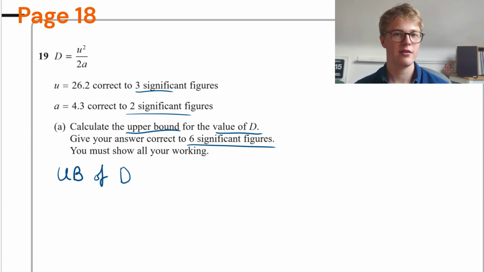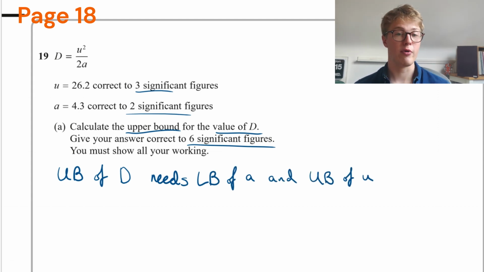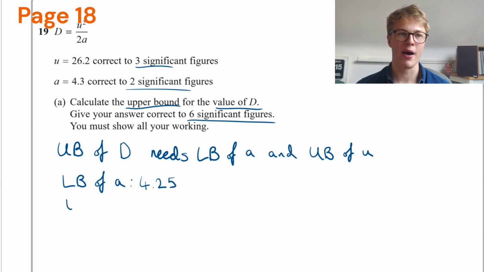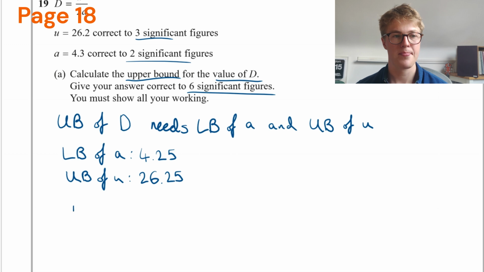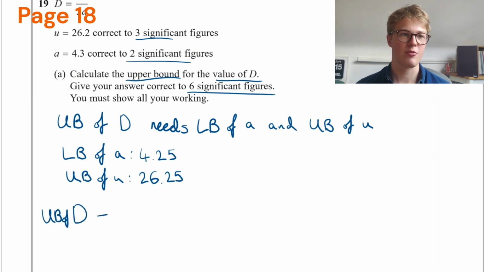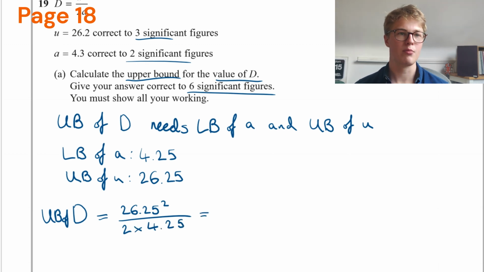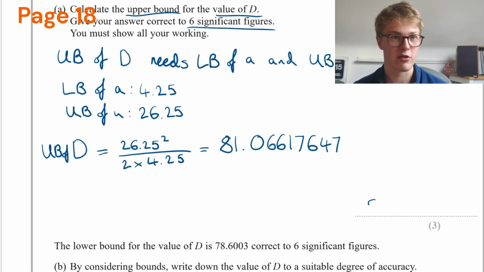The upper bound of D, which is what we're looking for, requires the lower bound of A, because it's the denominator of the equation, and the upper bound of U, as it's the numerator of the equation. The lower bound of A is 4.25 because we've got it correct to 2 significant figures, and the upper bound of U is 26.25 as we've got it correct to 3 significant figures. The upper bound of D is therefore 26.25 squared over 2 times 4.25, which gives us 81.0661767. Then we need the answer to 6 significant figures, so we round this to 81.0662.